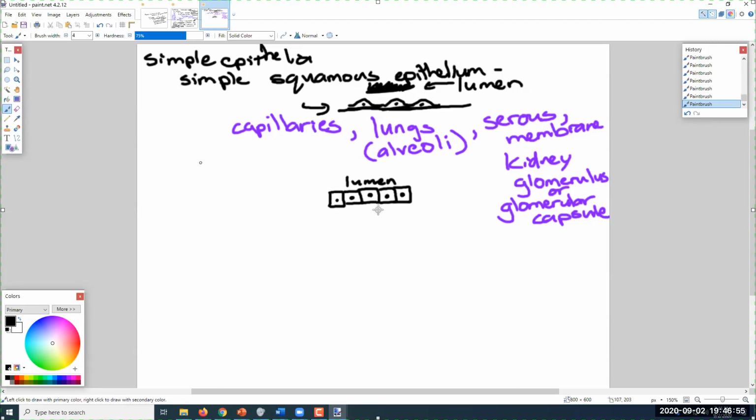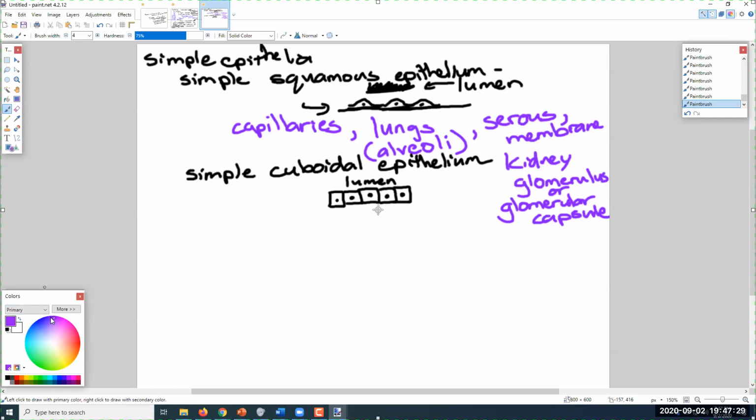So the entire term will be, like most of you have already put down, or some portion of it, simple cuboidal what? Epithelium. Okay, make sure you put the entire term. If you only put a portion of it, you might not get any credit, depending on how much you put. Remember, spelling counts as well, so make sure you practice spelling all these over and over again to get it perfect. Okay. Yes, this is simple cuboidal epithelium.